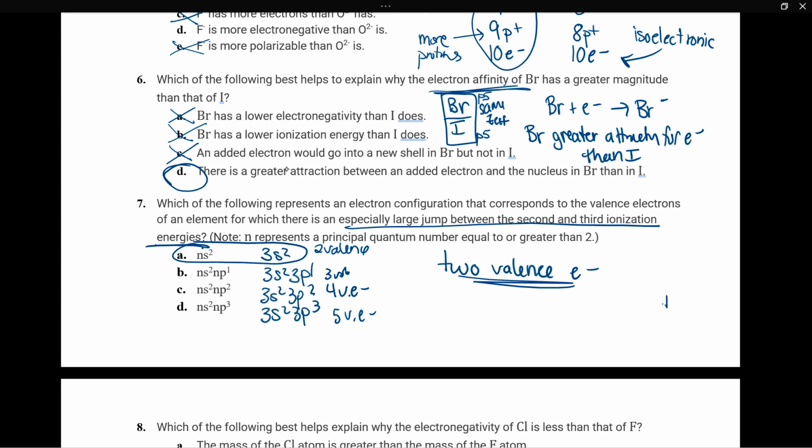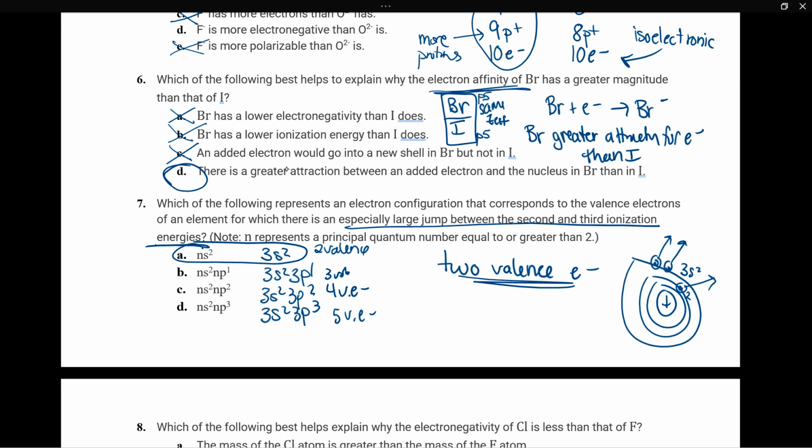Let's draw this out again real quick. What that would look like is, let's say you've got 2 valence electrons. You remove the first one, you remove the second one. That takes some energy. But then if you want to remove a third electron, it's now coming from the second shell. So now this electron is a lot closer to the nucleus. It's much more attracted. It's harder to remove.